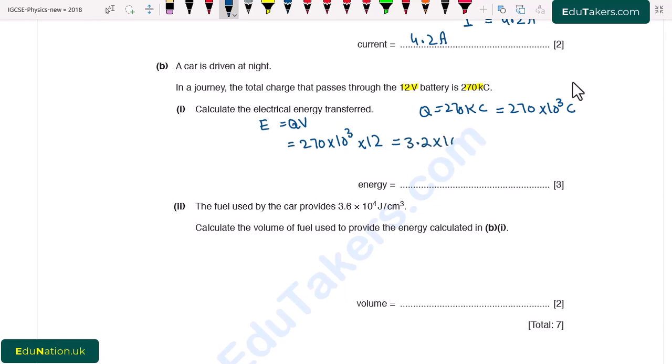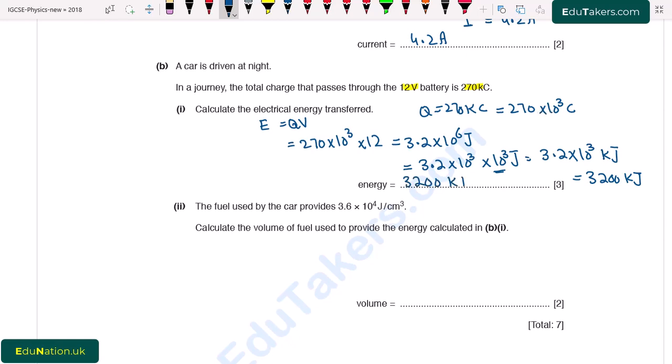So the value of energy comes to be 3.2 into 10 to the power 6 joule, and it may be written as 3.2 into 10 to the power 3 again 10 to the power 3 joule. 10 to the power 3 is actually kilo, so I write it as 3.2 into 10 to the power 3 kilojoule, and when I multiply 3.2 with 10 to the power 3 it becomes 3200 kilojoule. So that energy will be equal to 3200 kilojoule.